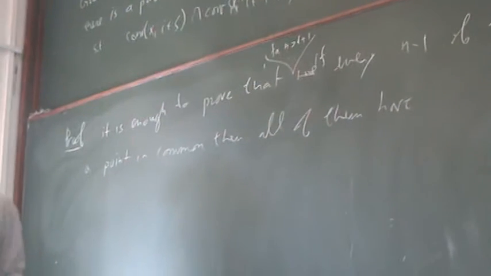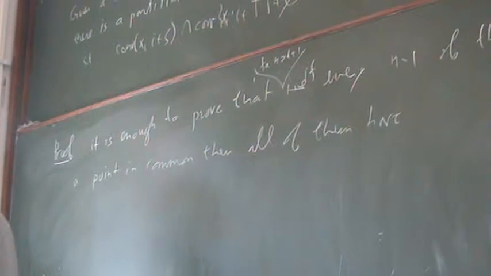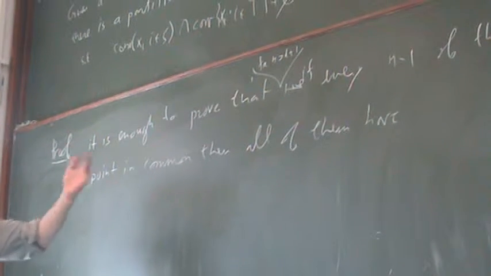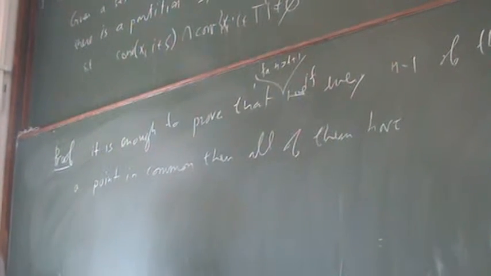n greater or equal to d plus 1. So if n is equal to d plus 1, there is nothing to prove. And it's enough to prove that if every n minus 1 of them has a point in common, then every n of them has a point in common.